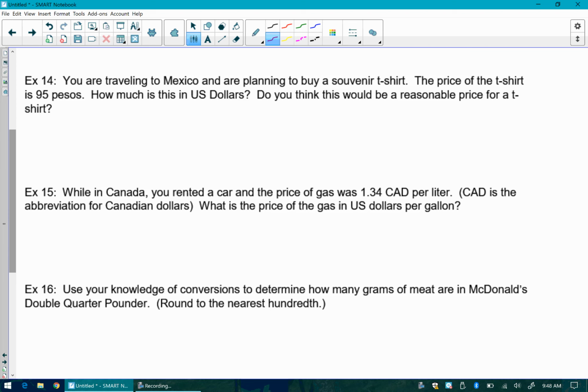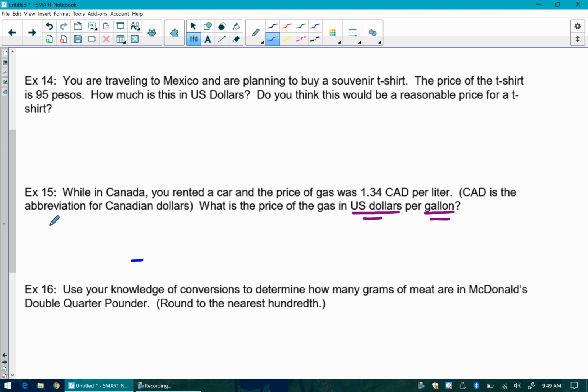Okay, so I'm going to do 15 with you and then have you go back and do 14. All right, so looking at example 15, it says while you're in Canada, you rented a car and the price of gas was 1.34 Canadian dollars, that's CAD, per liter. They want us to figure out, well, what would be the price then in US dollars per gallon? Because as you know, we pay our gas in dollars per gallon. It's a price per gallon.